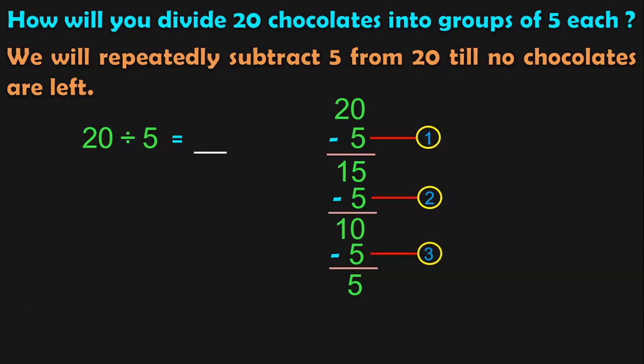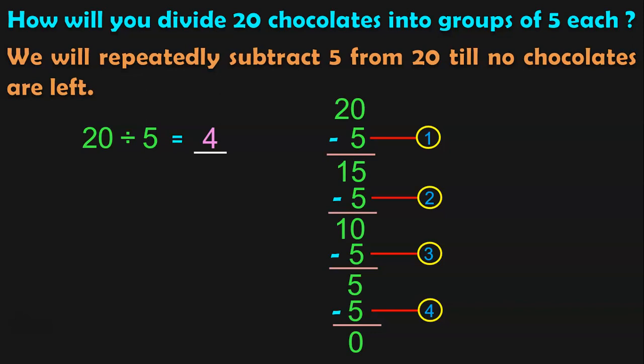Now still you have 5 chocolates. So you can remove the 5 chocolates and form the fourth group. So the balance will be 0 and the fourth group is formed with 5 chocolates in it. So how many times did we perform the repeated subtraction? 1, 2, 3, 4 to get the remainder to be 0. So 20 divided by 5 is equal to 4. That is, we are forming 4 groups with 5 chocolates in each of them.